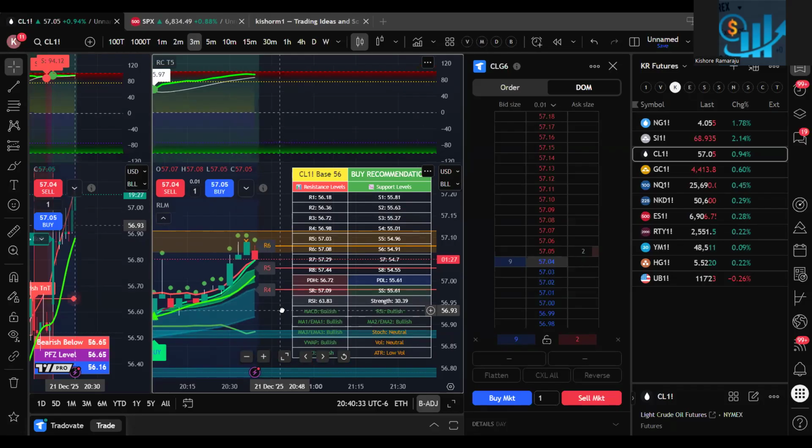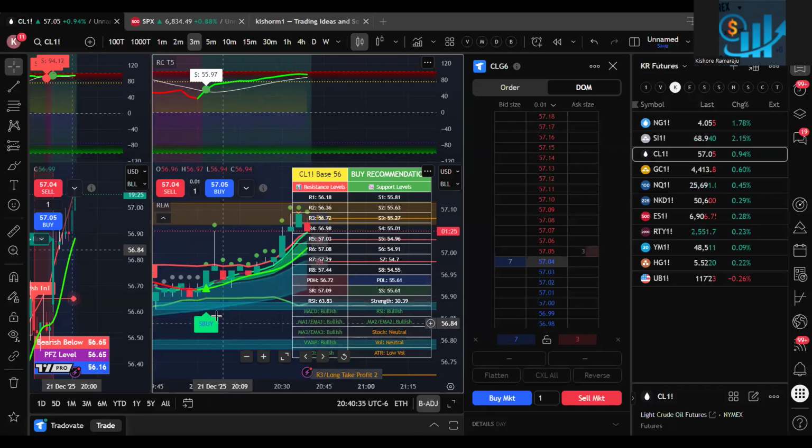So one simple logic is whenever you get a buy signal, wait until the candle closes and see whether the dot is green or not. If this dot is green, then you get a buy signal. That is a very good opportunity to go long.